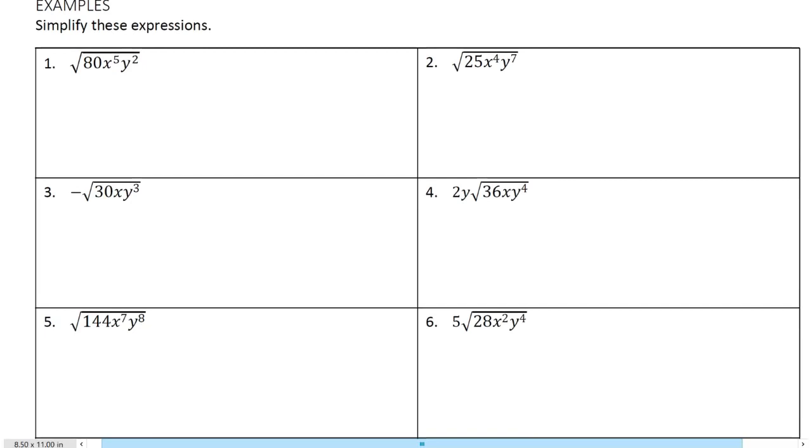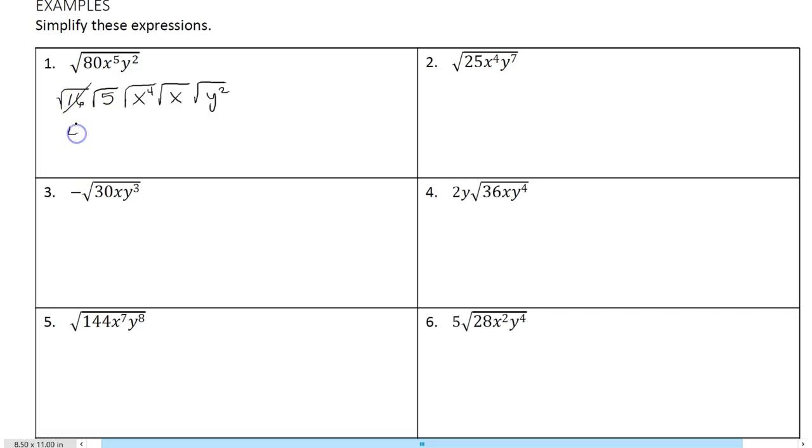In this first example, the square root of 80 can be factored into the square root of 16 times the square root of 5. The square root of x to the fifth can be factored into the square root of x to the fourth times the square root of x. The square root of y squared does not need to be factored since it is an even power. The square roots of the perfect squares can be written on the outside.